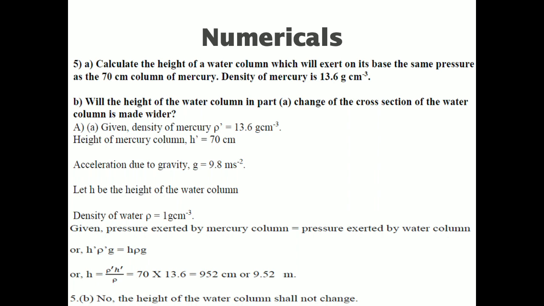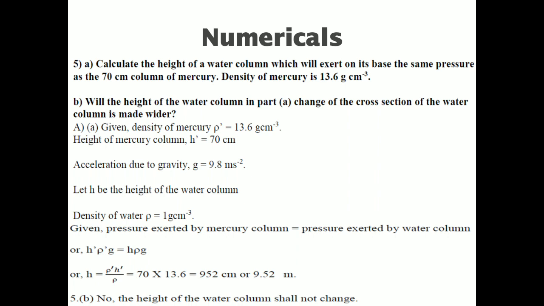As water's density is less, water will require a larger liquid column, whereas as mercury's density is more, mercury will exert the same pressure at a smaller height. Because pressure is what? H rho G. If rho increases, pressure will also increase. Similarly, it is happening for mercury. Mercury's density is greater, so pressure is exerted at a lesser height, whereas in water, as density is less, pressure will be exerted at a higher height.